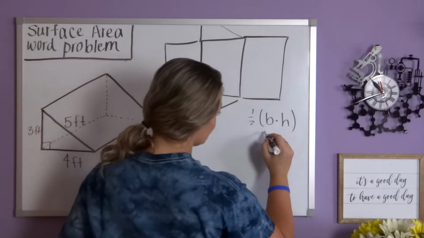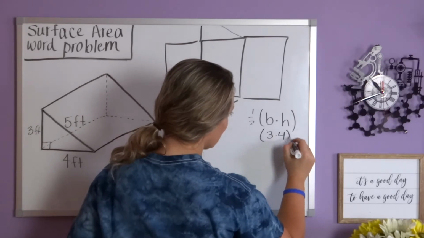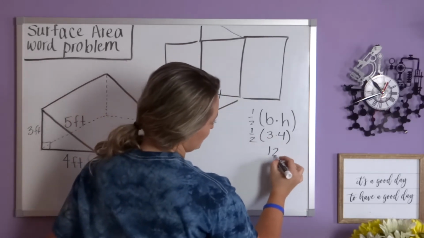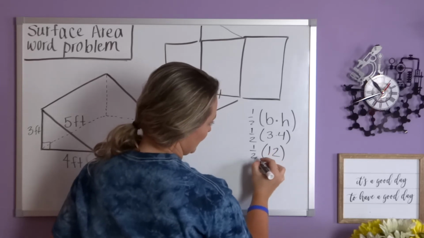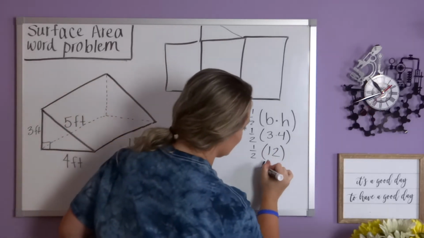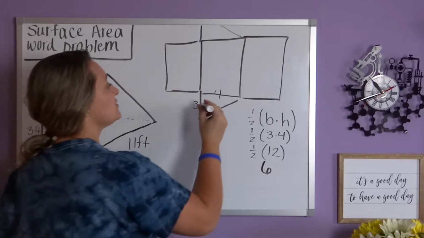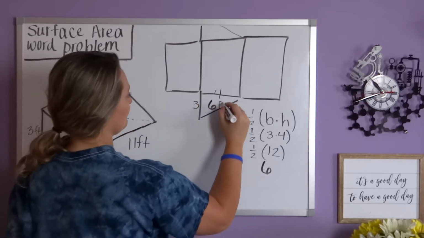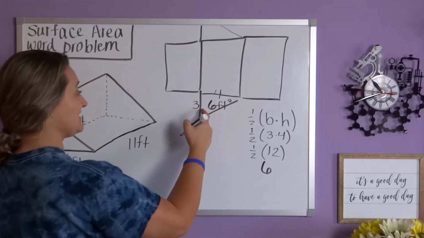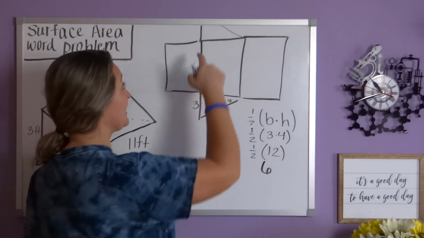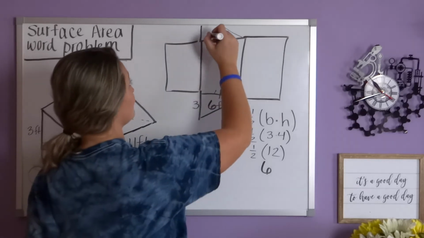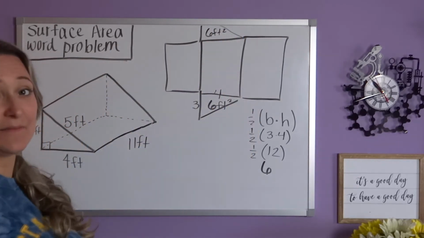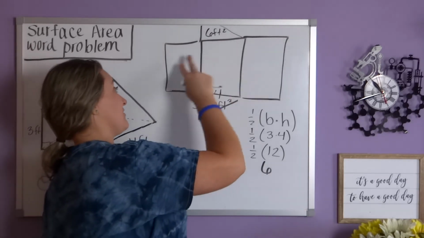Okay, start solving by plugging it into the formula. 3 times 4 is 12, and if we're trying to figure out what half of 12 is, we would know that that's 6. Okay, so this triangle has an area of 6 feet squared. If that's the area for this triangle, the other must be the same. So I'm going to go ahead and put 6 feet squared. Next, I'm going to start solving for the rectangles.